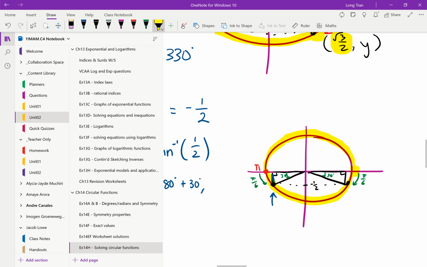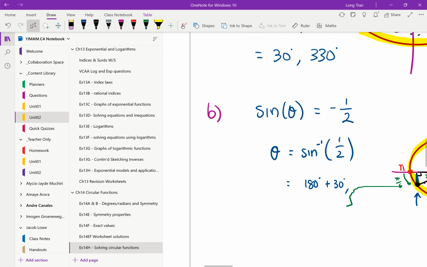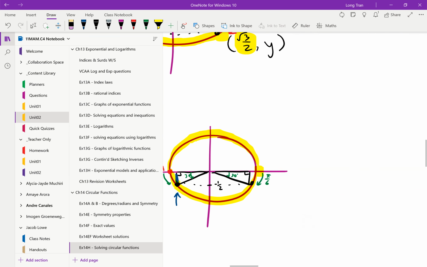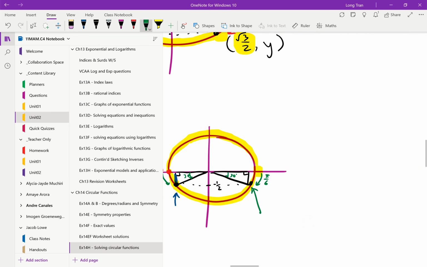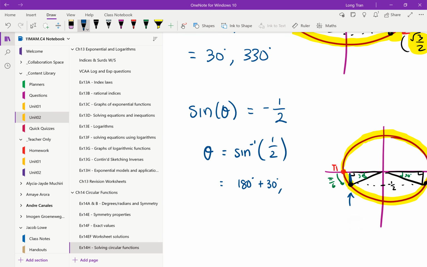But when I reach 360 degrees, I again reached another solution. Can you see that I reached another point where the y value is negative half again? And I know that was short of 360 by 30 degrees. So that's why I write over here 360 minus 30 degrees, because I'm short of 360 by 30. And so that gives me now 150 degrees and 330 degrees.